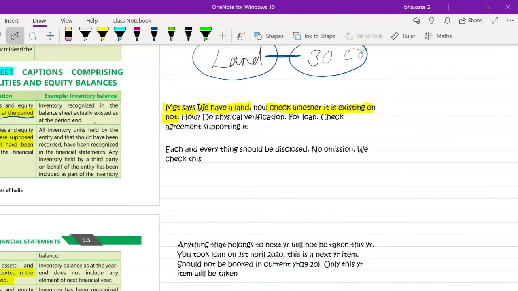So that is what they are trying to tell in the existence assertion. So how will the auditor check this? If the management says we have a land, the auditor must check whether the land is actually existing or not. How will he check it? He can do physical verification.